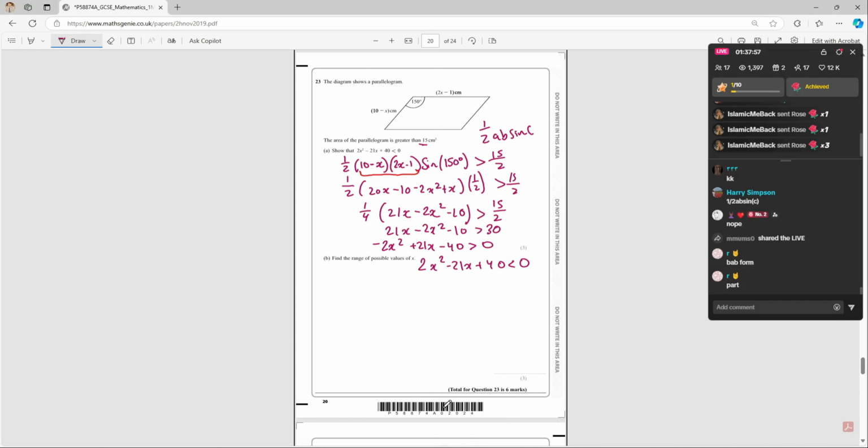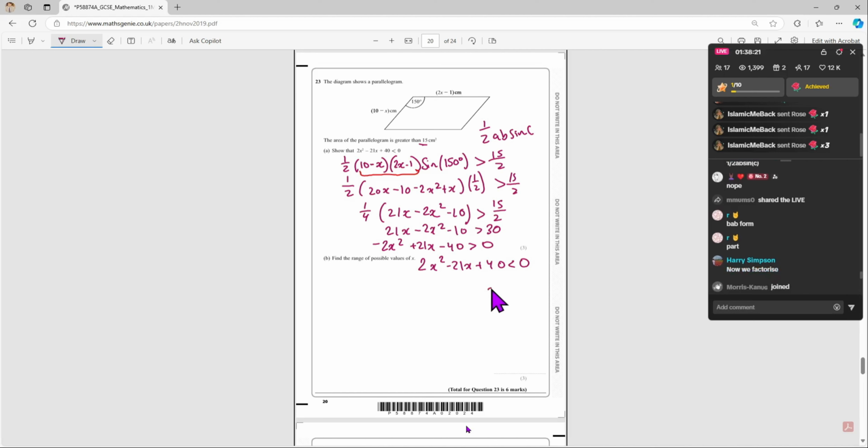Now it says find the range of the possible values of x. So now, yes, you guys are correct. Now we actually have to factorize this to work out our possible values of x. So to do this, we're going to use our splitting method. So there's a splitting method for factorization, the AC method basically. So you're going to do 2 times 40.